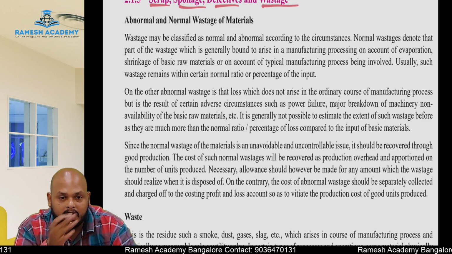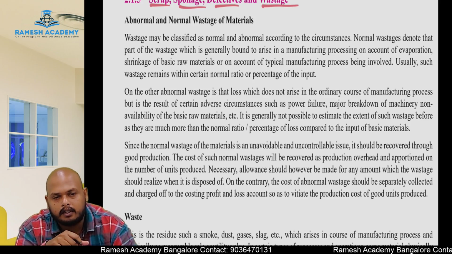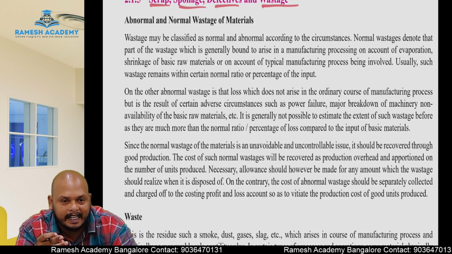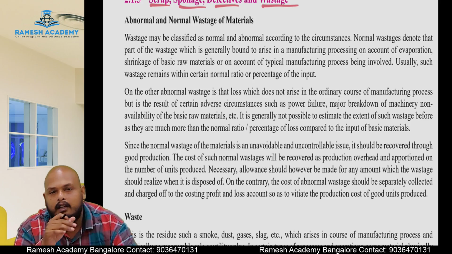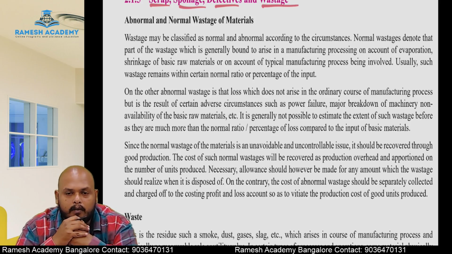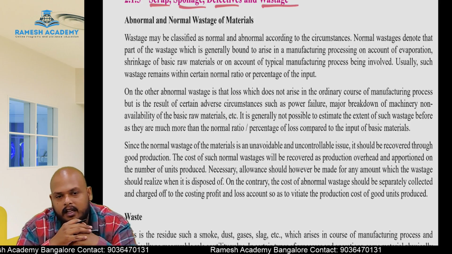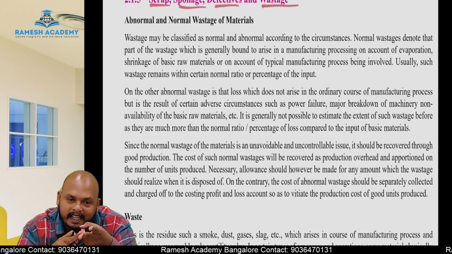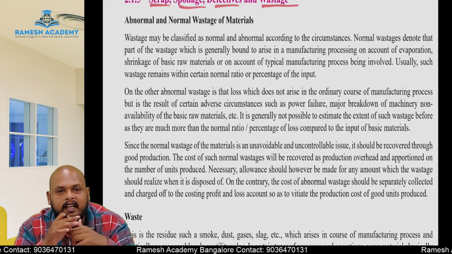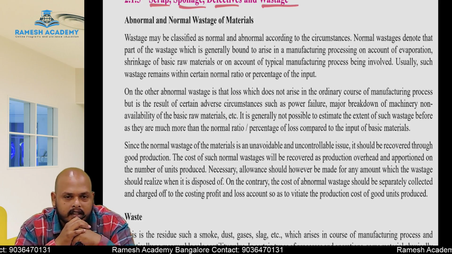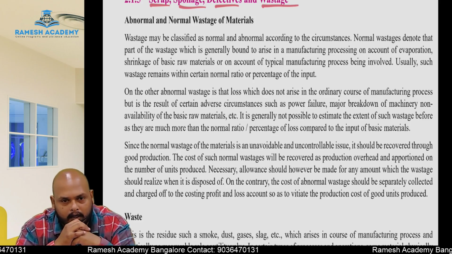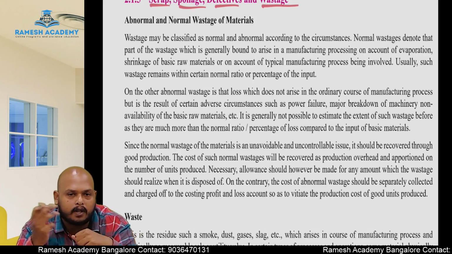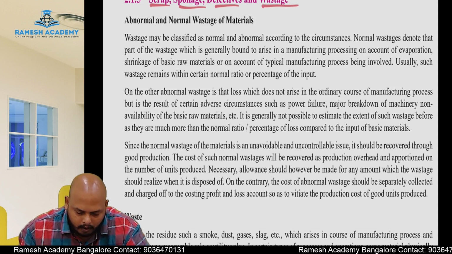Abnormal loss means an avoidable loss which arises due to carelessness, negligence, or mismanagement in the organization. Abnormal losses generally arise due to these reasons. So what is the accounting treatment for normal loss? What is the accounting treatment for abnormal loss? Let us see.